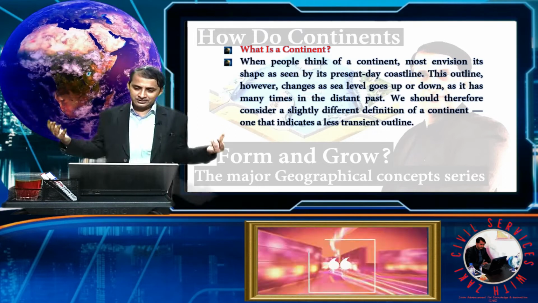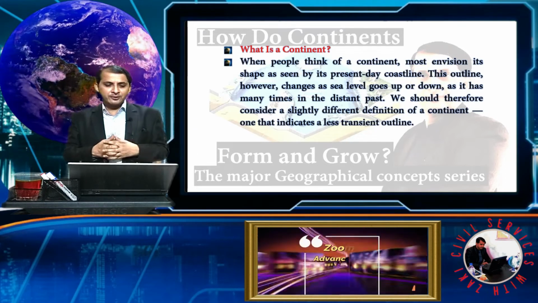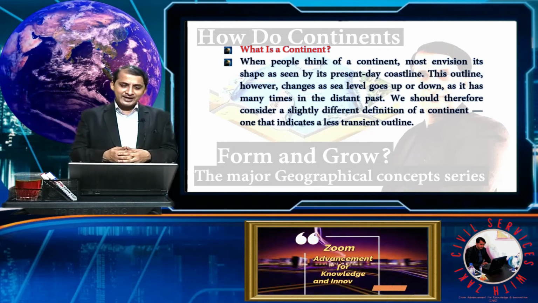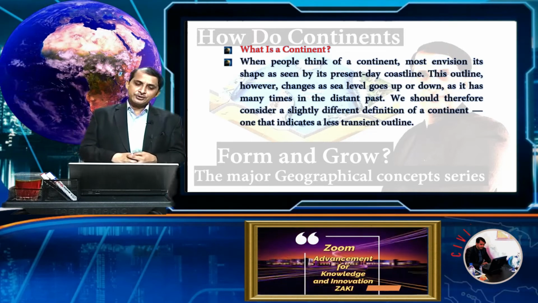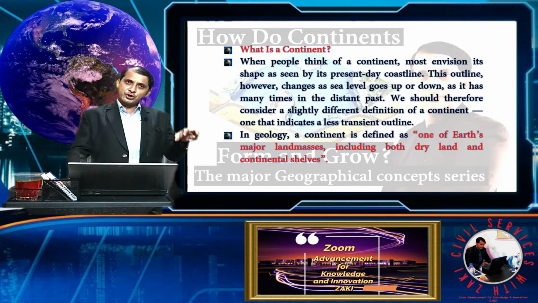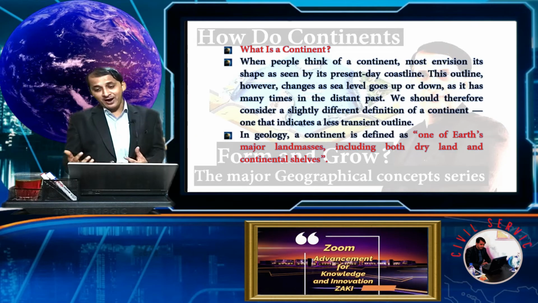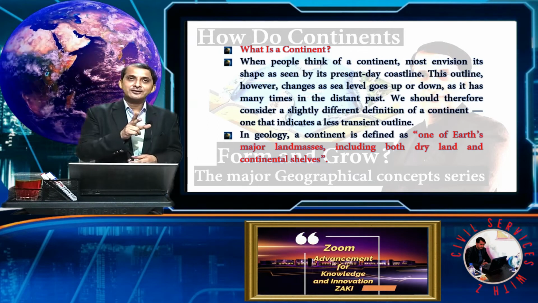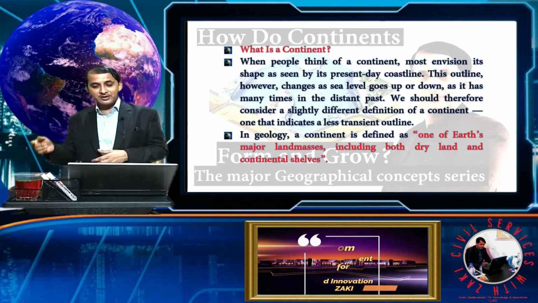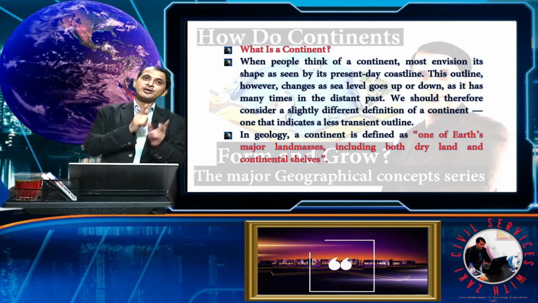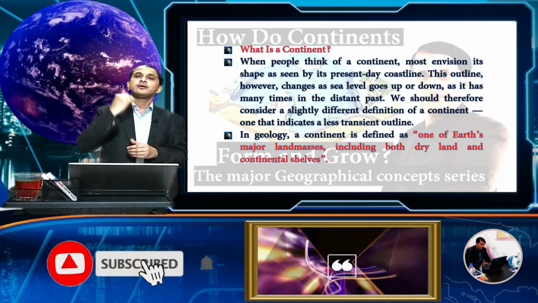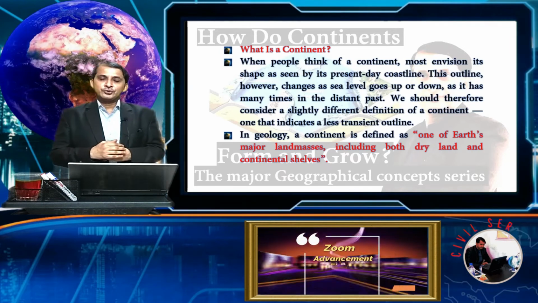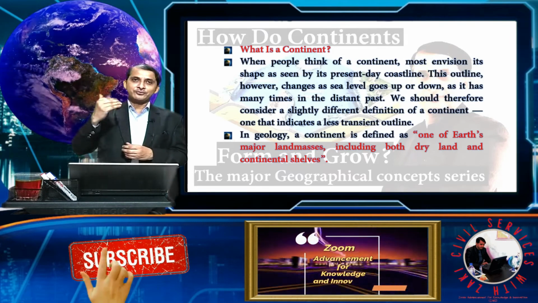If you see Earth's past history, we should therefore consider a slightly different definition of a continent, one that indicates a less transient outline. In geology, a continent is defined as one of the Earth's major landmasses, including both dry land, where we live and where civilization lies, and the continental shelf. So continental shelves are also included in the continent. So what is the continental shelf? What is the continental slope? We will define all that in our forthcoming video.